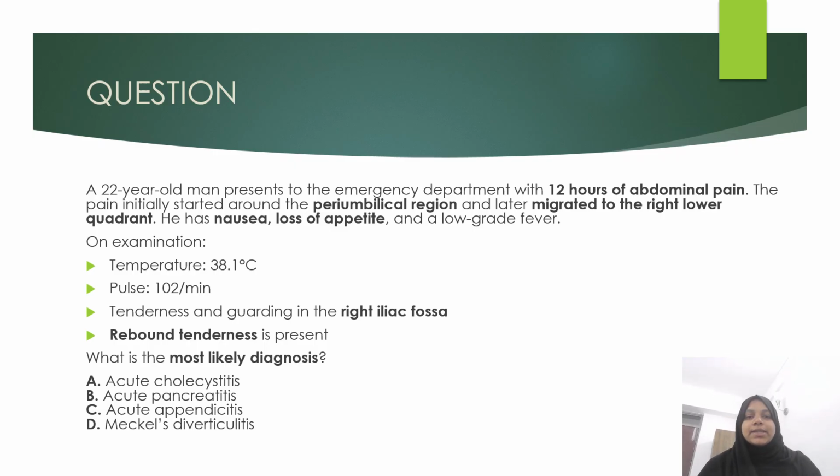So the first question is, a 22-year-old man presents to emergency with 12 hours of abdominal pain. The pain initially started around the periumbilical region, later migrated to the lower quadrant. He has nausea, loss of appetite, and low-grade fever. So these are so many clues as to the diagnosis. This is acute abdominal pain, started around the periumbilical region, later migrated to the right lower quadrant, and also associated with nausea, loss of appetite, low-grade fever. Okay. These are the things.